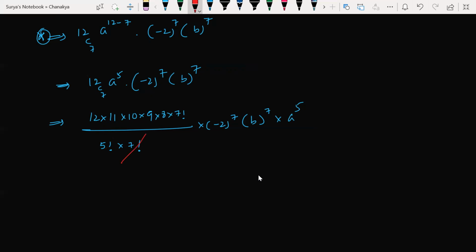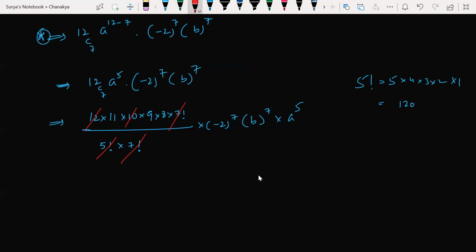First let us cancel 7 factorial, 7 factorial. 5 factorial, the answer is what? 5 factorial is 120, I think, correct? 5 factorial is 120 or not? Look at this, 5 into 4 into 3 into 2 into 1. So 5 fours 20, 20 threes 60, 120. So now 5 factorial can be cancelled, 120.